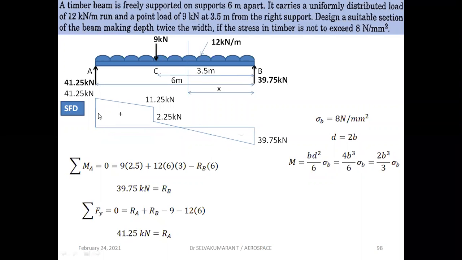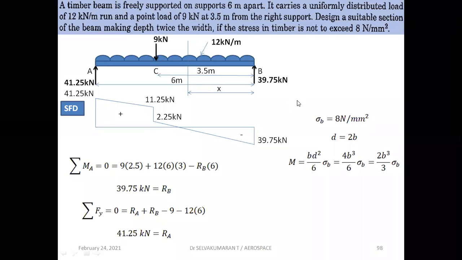Now plot the shear force diagram. So 41.25. From left, upward is positive. So it's a point support reaction shown by a vertical line 41.25. From A to C, UDL is acting, so the nature of the shear force is an inclined line. This length is 2.5, so 12 into 2.5. So 41.25 minus 12 into 2.5 is nothing but 11.25. Then once you reach the point C, 9 kilonewton is acting downward. So 11.25 minus 9 is nothing but 2.25 positive.